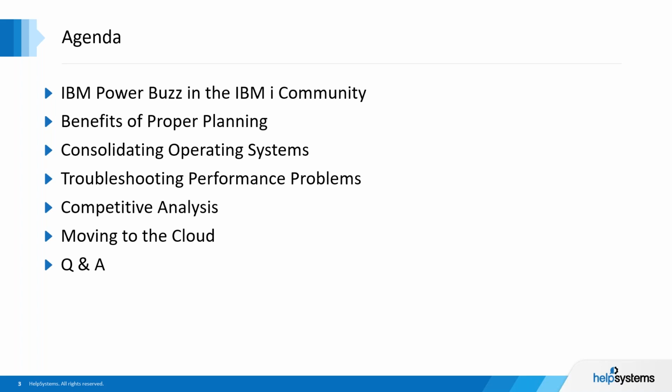We're going to talk a little bit about the buzz in the IBM i community, the benefits of proper planning and capacity consolidation. The fact that troubleshooting can be one of the issues that you're dealing with when it comes to performance, and what do you do? We'll talk a little bit about competitive analysis. There are business partners with us, or you yourself may be saying, do I put this on Power or do I put this on Intel? And then of course, we're hearing more and more pressures around the topic of moving to the cloud. So those are our agenda items today.